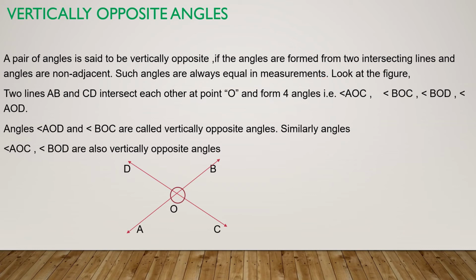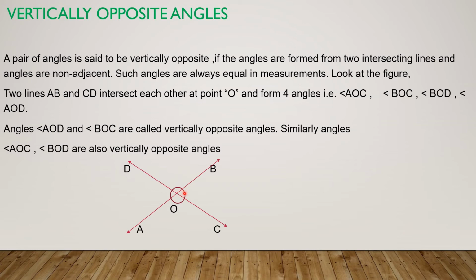Now students, look here at the figure. Two intersecting lines are given to us. The first intersecting line is AB. The second intersecting line is CD. These are the two intersecting lines. Got it?